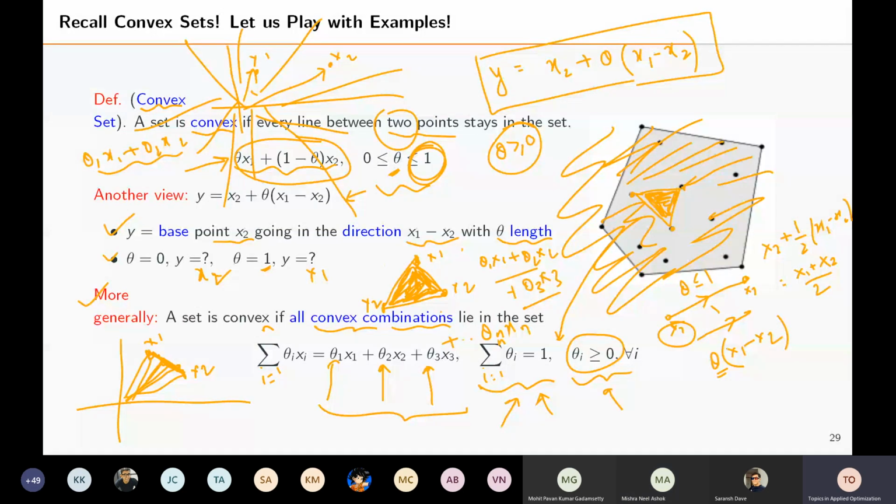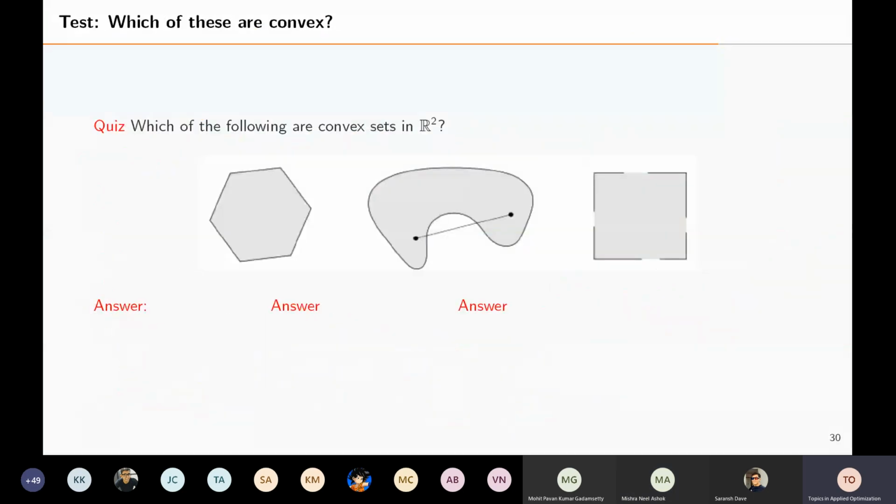So now let us move ahead. This is the question I have: which of the following are convex sets in R2? Think about this and let me know the answer. I will wait for a few seconds, and you can let me know. These things you can also reply in chat in case you are not able to tell. So what do you think?